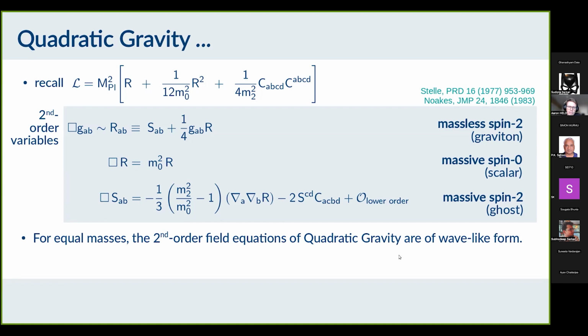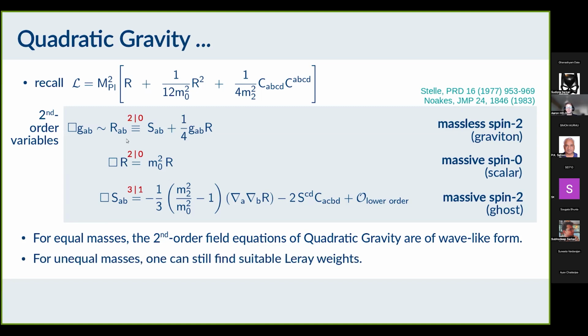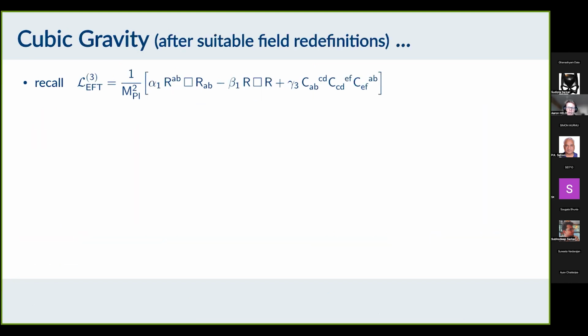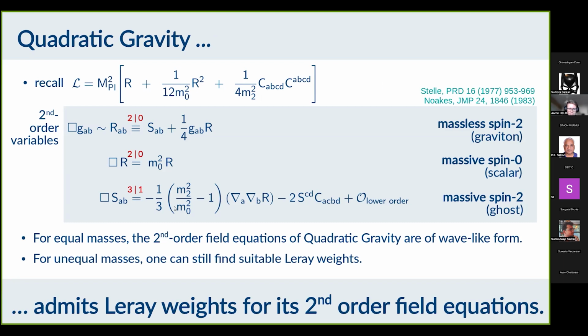But Noakes realized that even if this term here is present, so for the generic couplings, you can still find this set of Leray indices, which again have the right structure, and you can diagonalize the system. And in his paper, he actually does the explicit diagonalization subsequently to finding these integers. So even for unequal masses, you can still find suitable Leray weights, and the system should still be well posed. So it admits Leray weights for its second-order field equations. And just to point out, we will use this fact of equal masses in the following at higher order.